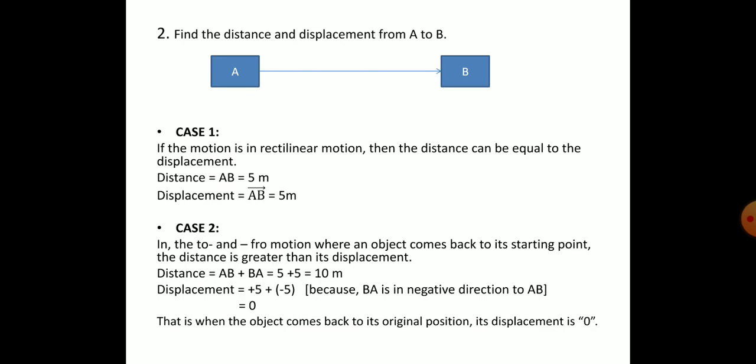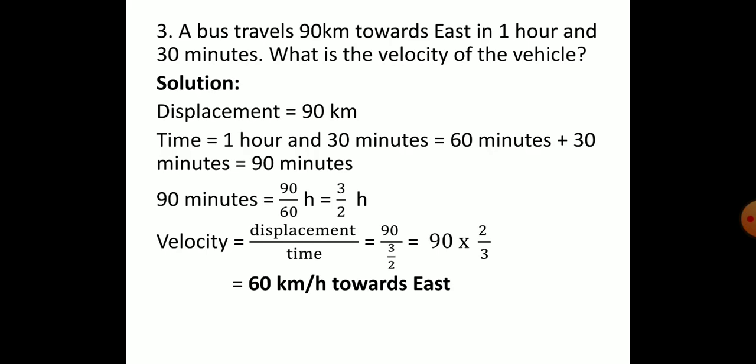So that negative sign has to be taken in control when we are calculating the displacement. Now we'll go to the third one. A bus travels 90 kilometers towards east in 1 hour and 30 minutes. What is the velocity of the vehicle?